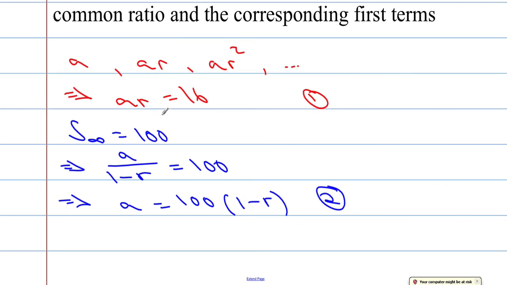Right, now hopefully you can see here we've got two unknowns, a and r. We've got two equations. It's got to be a simultaneous equation. So what we're going to do is substitute into equation 1. We know what a is. A is 100 times all of this. So instead of a, I'm going to do 100 times 1 minus r times r must equal 16.